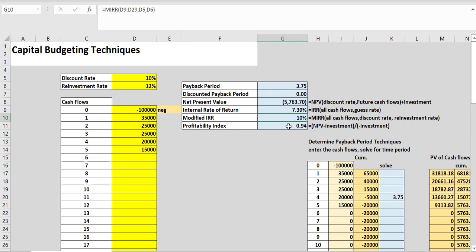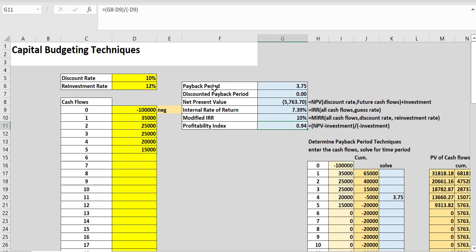And the profitability index is the net present value minus the investment, right? So it's the net present value of the project. And then you divide that by negative investment so that it stays positive. So in this case, the profitability index is 0.94. And we have formulas for that. It makes that fairly simple to do.